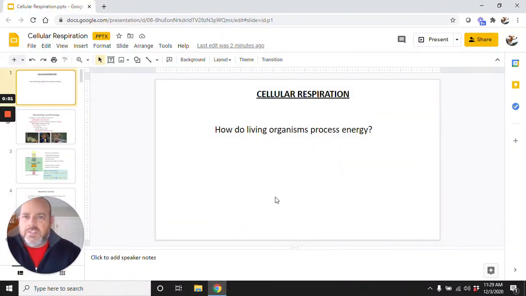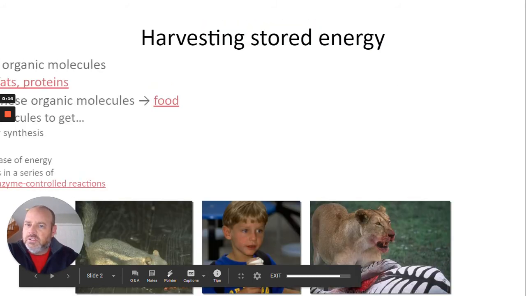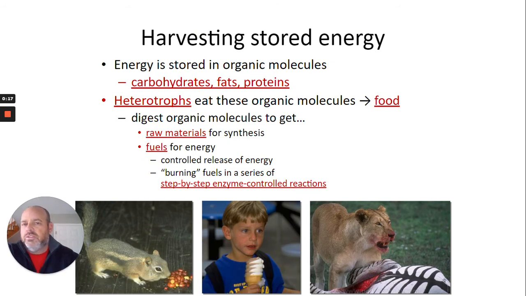Hey everybody, we're going to start tackling respiration today. Probably divide into two parts. It's pretty long, so let me get this pulled up here. And here we go. So for cellular respiration, we're going to look at how things do this. How do they process energy?